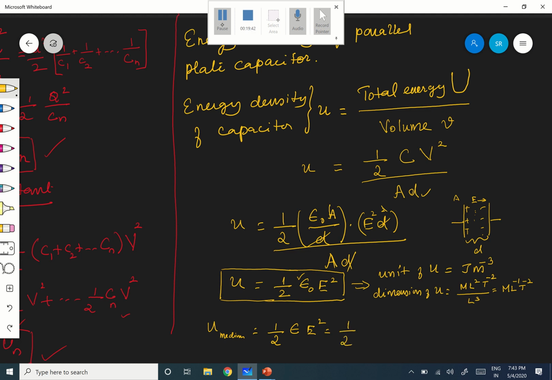Epsilon is K epsilon naught. Therefore, half K epsilon naught E squared. The energy density increases K times, that's it. U medium is half epsilon E squared, where epsilon is equal to epsilon r epsilon naught, and epsilon r is nothing but the dielectric constant. Therefore, it is half K epsilon naught E squared. Hope you're following this one.